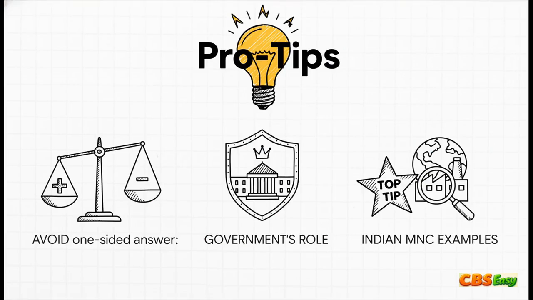And before we wrap up, here are some final pro tips. Think of this as your pre-exam checklist. Mistake number 1 to avoid, being one-sided. Please, always show the positives and the negatives. Second, always mention that the government has a part to play in making globalization fair. And third, don't forget to drop those examples of Indian MNCs like Tata Motors. It shows you really know your stuff.